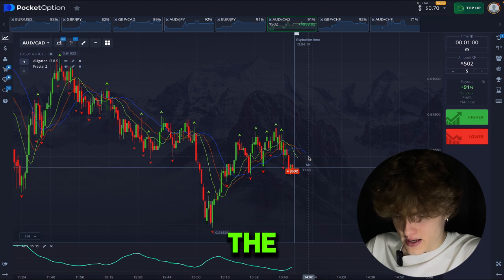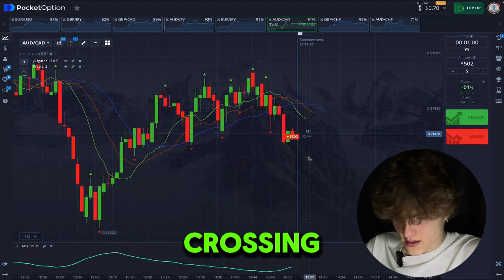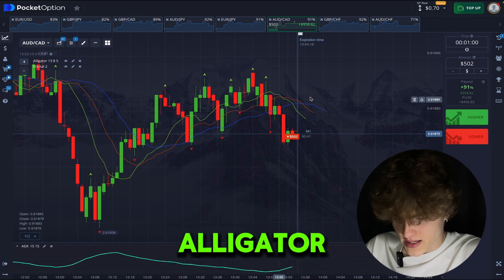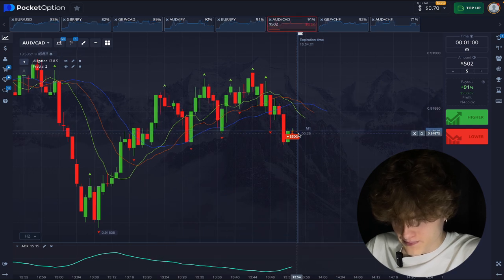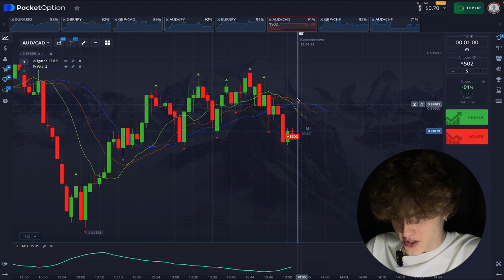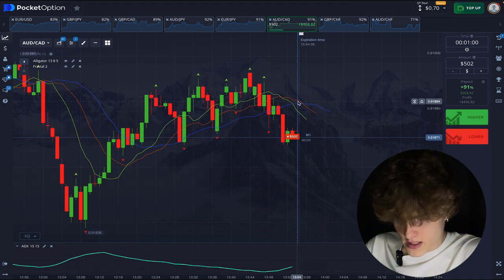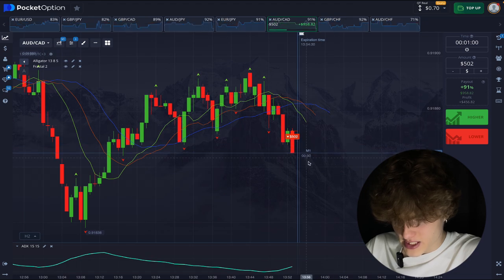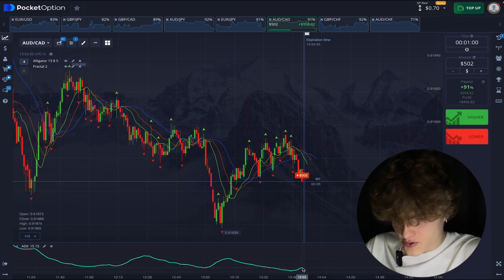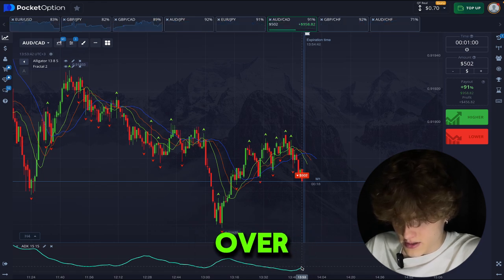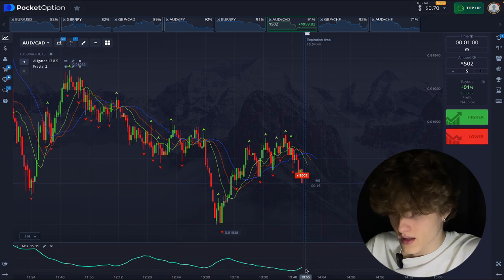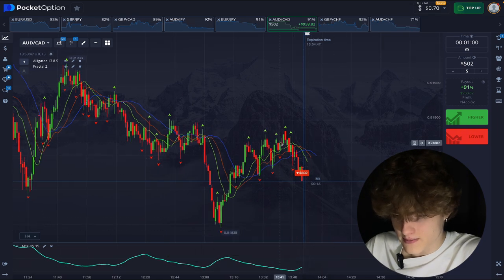Here there's also a crossing of the moving lines of the alligator from top to bottom. The alligator begins to show downward dynamics of movement, and the moving line of the oscillator shows the average dynamics of directionality. So we can open a down trade here without any problems, even though there was no local high formed here. Overall the trend dynamic is downward. Okay, let's look at the result, guys.